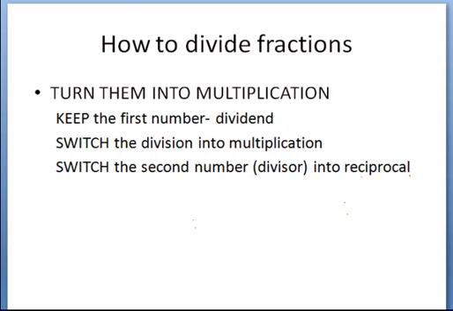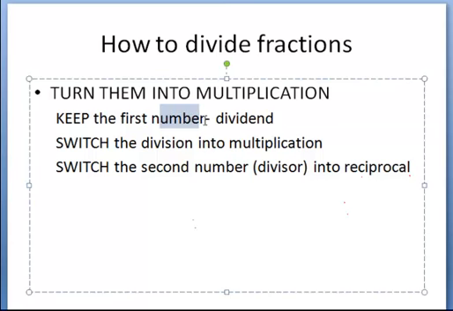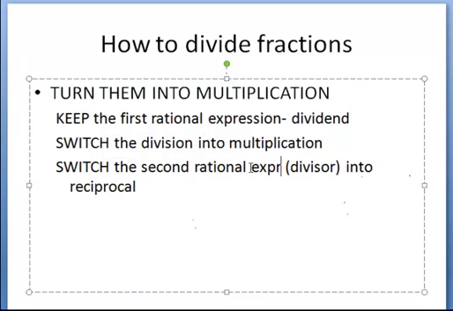And then finally, how to divide fractions. We're going to also be working on that. You're going to see that it syncs up very much with the multiplication because, don't forget, we turn our division of fractions into multiplication of fractions. So we're going to use that catchy phrase, keep, switch, switch. You keep the first rational expression, which we call the dividend. It's the first number, and then switch the division into multiplication, and then we're going to switch the second rational expression, which is called the divisor, into its reciprocal.